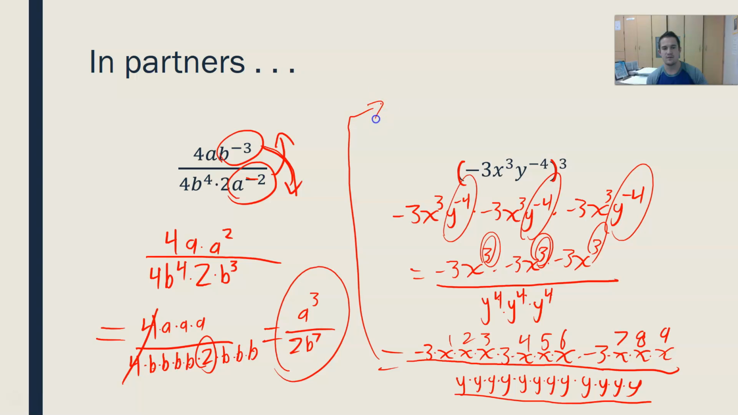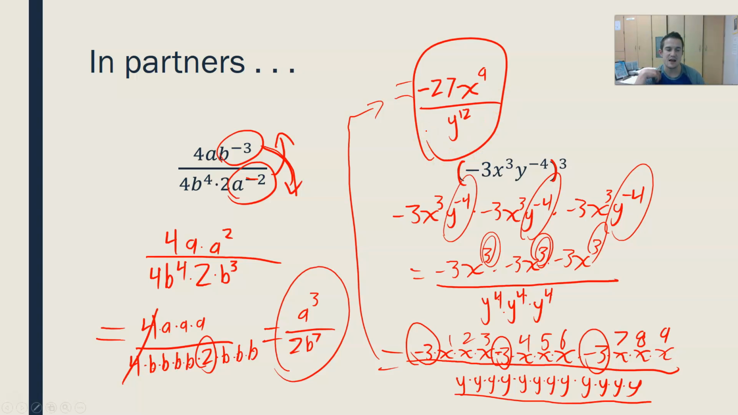Okay, let me write my final answer up here. So with my numbers, I have negative 3 times negative 3 times negative 3, which is negative 27. And then the top there, I have 9 x's, so x to the 9th, over 12 y's, so y to the 12th. That's a terrible 7. So I have negative 27 x to the 9th over y to the 12th.